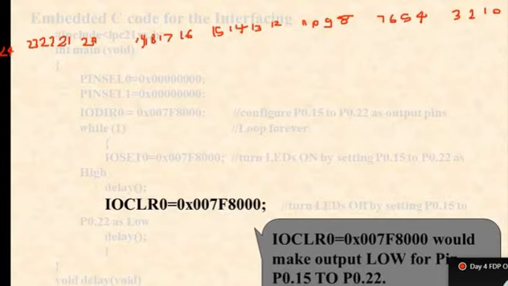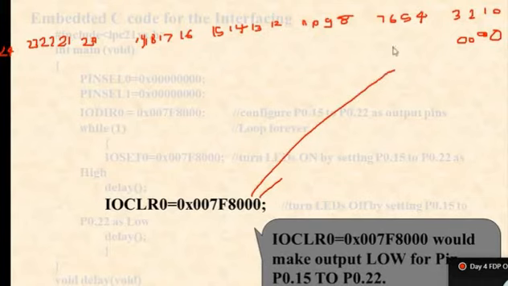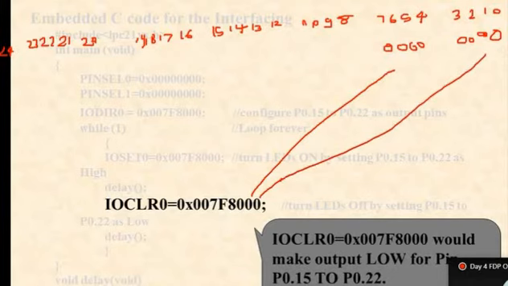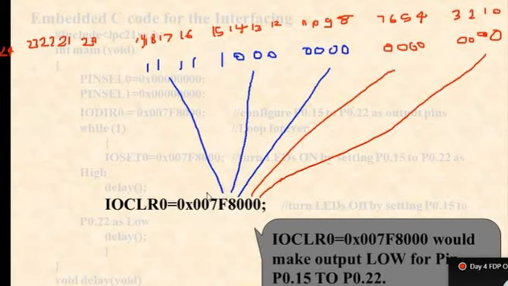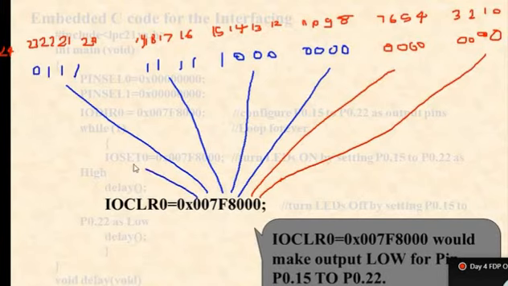So next numbers are 0. See, I am writing the code: the first 0 means 0, 0, 0, 0. The second 0 means 0, 0, 0, 0. Then the third 0 means 0, 0, 0, 0. Now this 8 means 1, 0, 0, 0. Then F means 1, 1, 1, 1. 7 means 0, 1, 1, 1. And 0, 0 means all are 0.